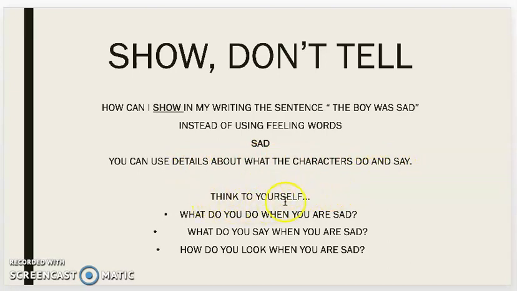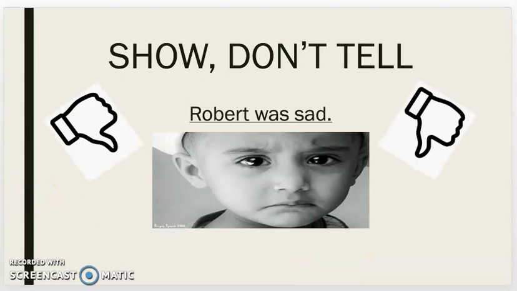To make this a little easier for us to do in our writing, we can ask ourselves, what do you do when you are sad? Or what do you say when you are sad? How do you look when you are sad? So we are going to show, don't tell this sentence. We're going to fix this all up because I told you how my character feels, but we are going to show our readers how Robert is feeling.